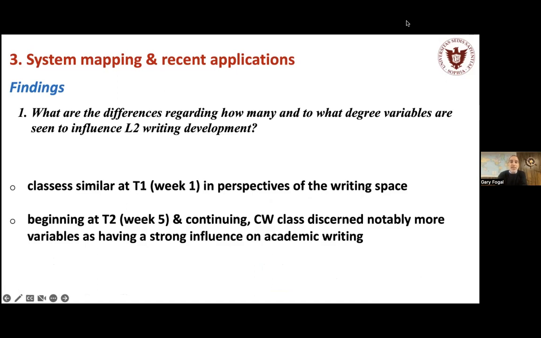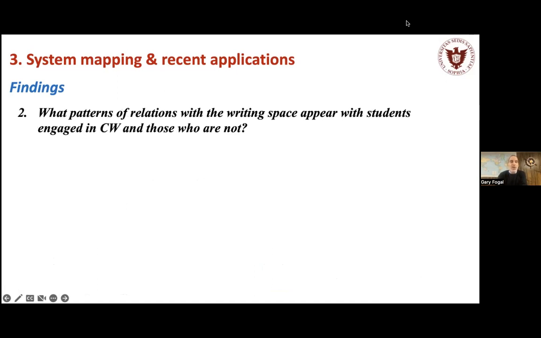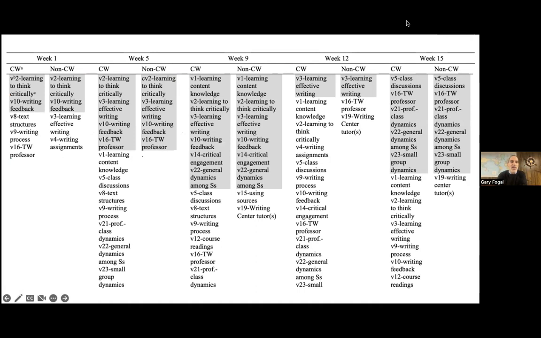If we look at the second sub-research question, what patterns of relations with the writing space appear with students engaged in collaborative writing and those who are not? So rather than just quantifying each variable's impact as research question 1 did, this question allows us to see what those variables are and if any patterns emerge. Here's a partial list of those variables and some related findings.